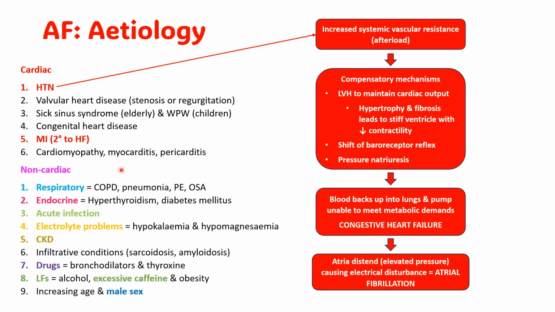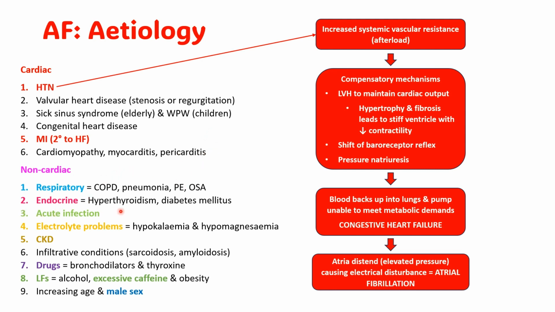And then we have some non-cardiac causes here. So we have respiratory causes such as COPD, pneumonia, pulmonary embolism, obstructive sleep apnea, essentially where there's increased sympathetic activity in OSA. Other respiratory conditions typically affect the right side of the heart first, so the right atrium. They're going to lead to right atrial strain, and that can present with particular ECG features too. So a right-sided strain pattern.